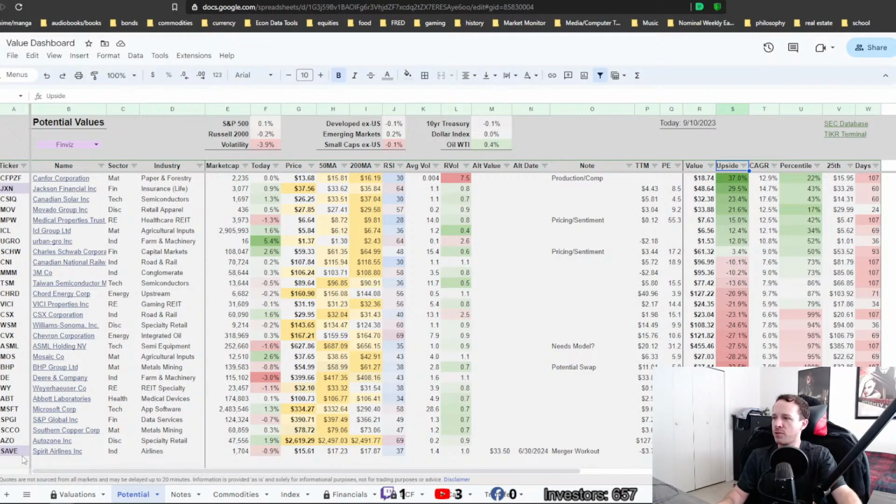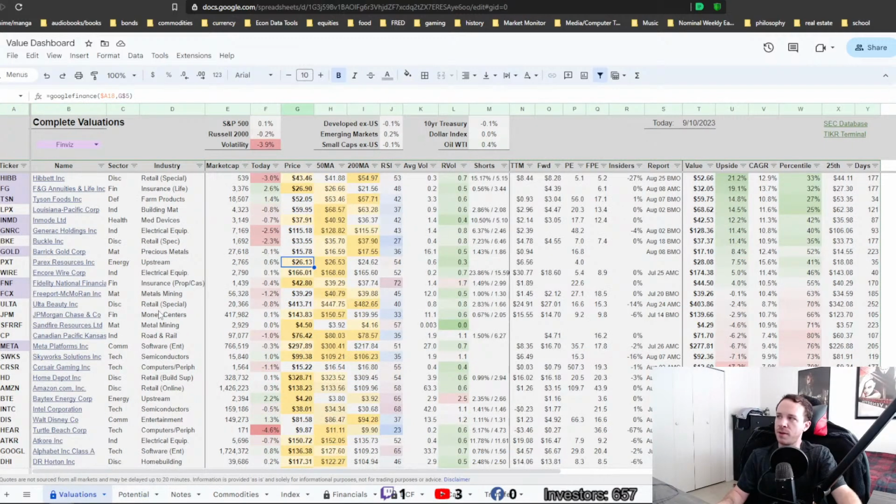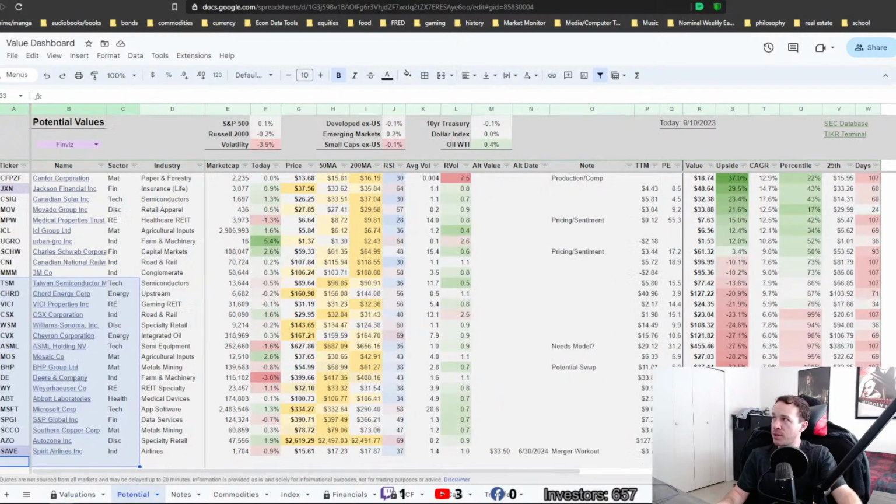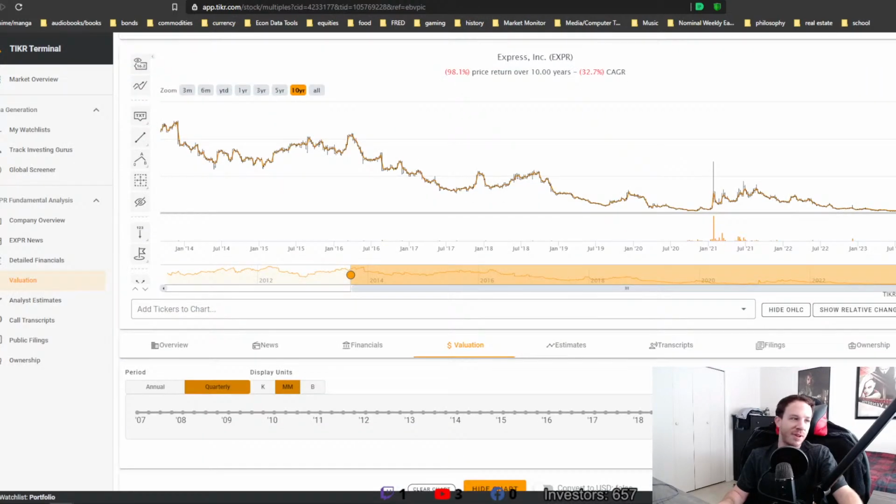I'll probably try to throw it on the potential page at some point. It probably won't get a full model necessarily, unless it looks super interesting. Maybe. That's always possible too, but we'll see. We'll see what happens with that. So that was my thoughts on Express.